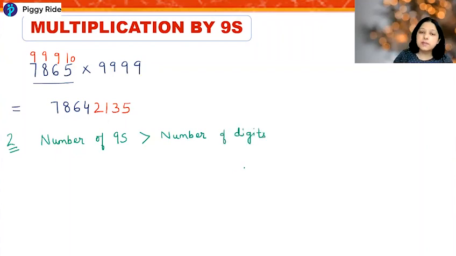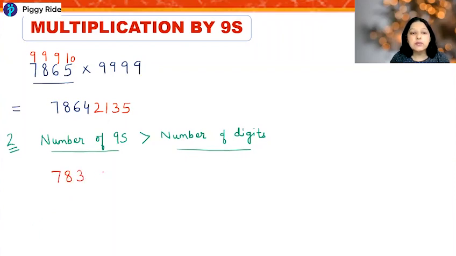The concept will remain the same, only one slight difference is there. When the number of nines is greater than the number of digits, let's take a quick example. Suppose you have 783 and you want to multiply it with 9999. You can see we have these 4 nines and a 3-digit number.